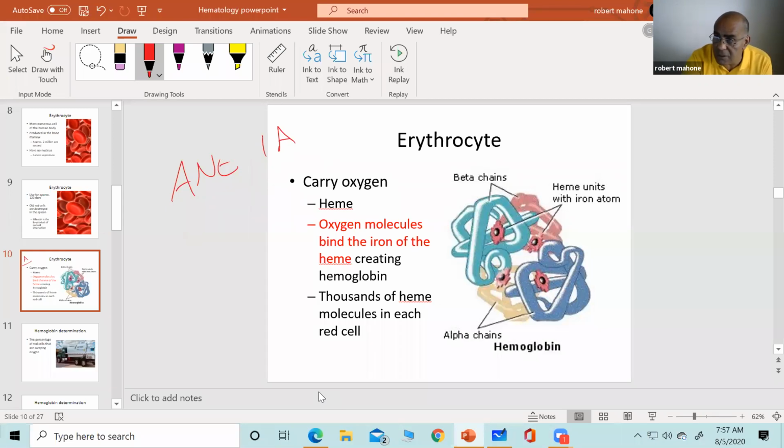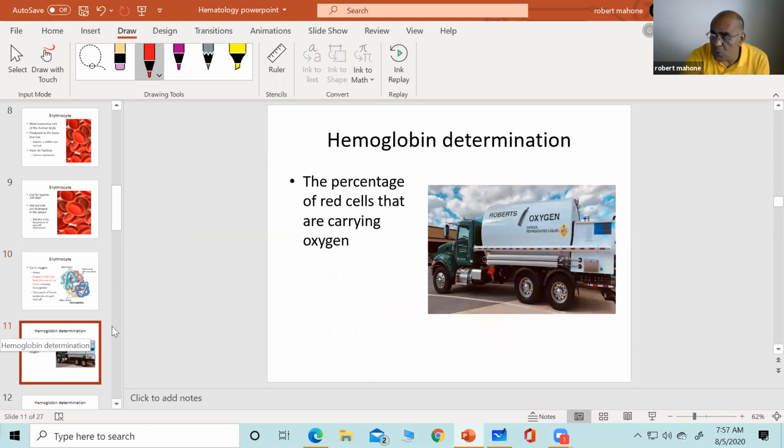So yes, that's a good question. If you are not getting iron, then you're not producing enough red cells. And we need to deal with that. So when a doctor is asking somebody's hemoglobin determination, what they want to know is what percentage of red cells in your body are actually carrying oxygen for you. If that's a low percentage, then you don't have enough oxygen trucks. You don't have enough red cells.